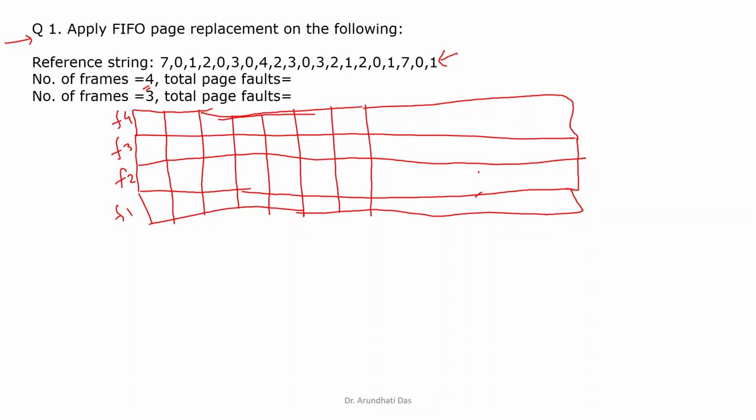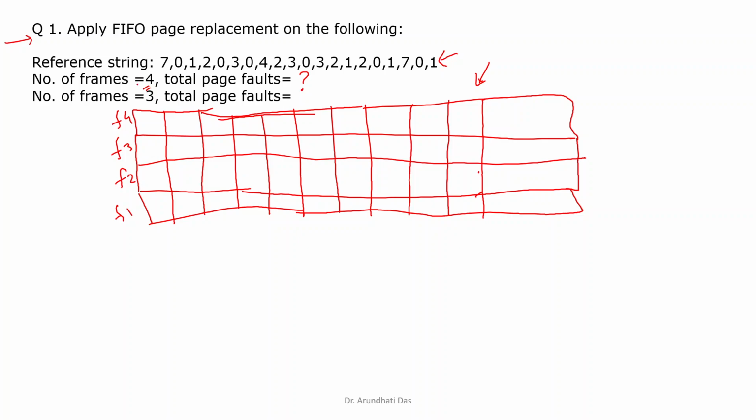There are other ways to solve the same problem, other representations. The process is the same for every representation, but the representation that I am following is in this tabular manner. Some other representations are also there. I have to ultimately find out the number of page faults. This kind of question generally comes in exams.